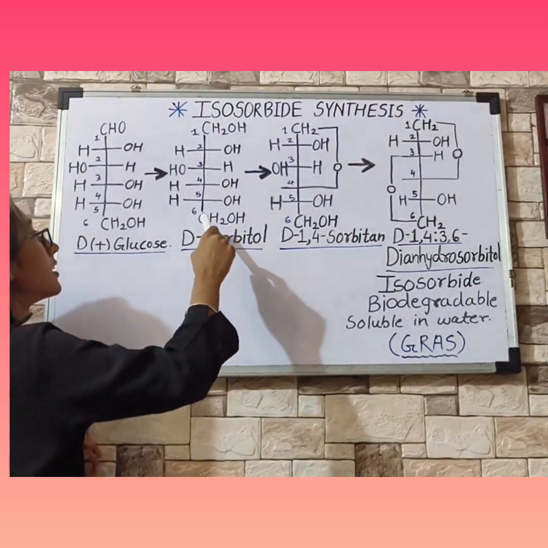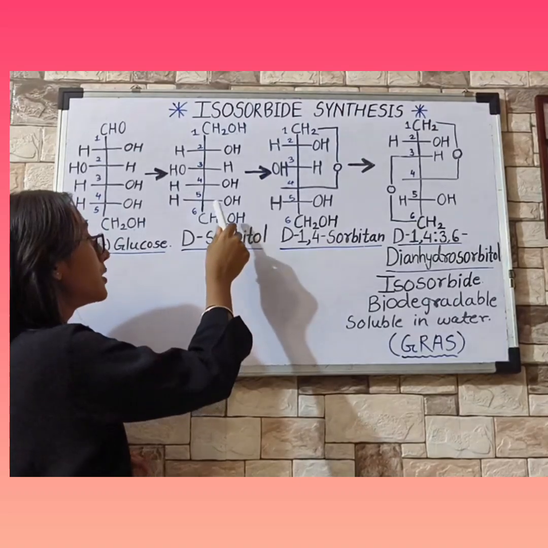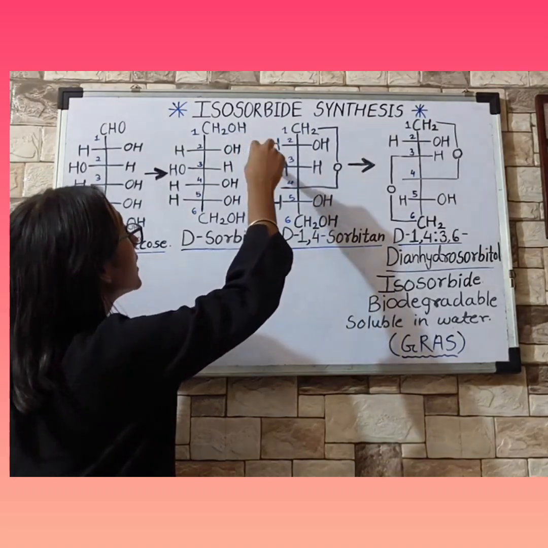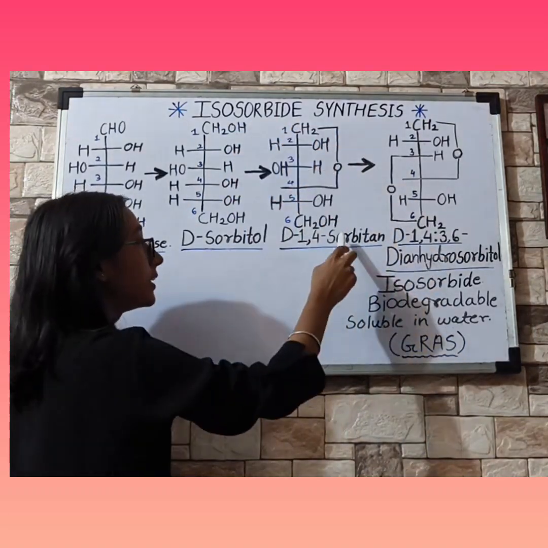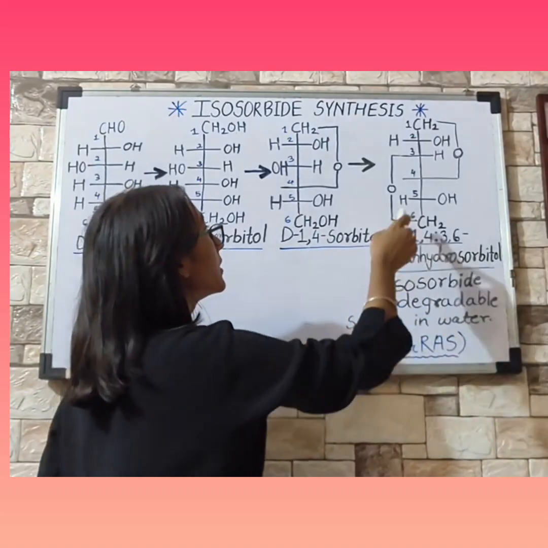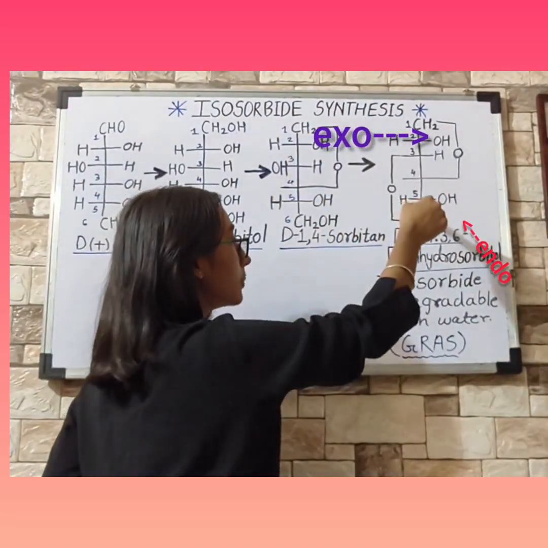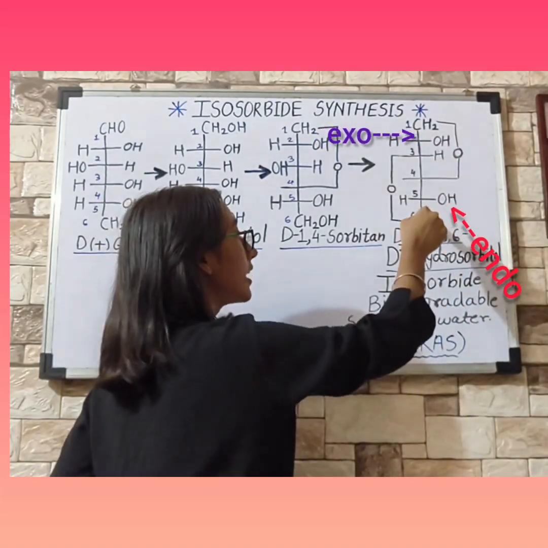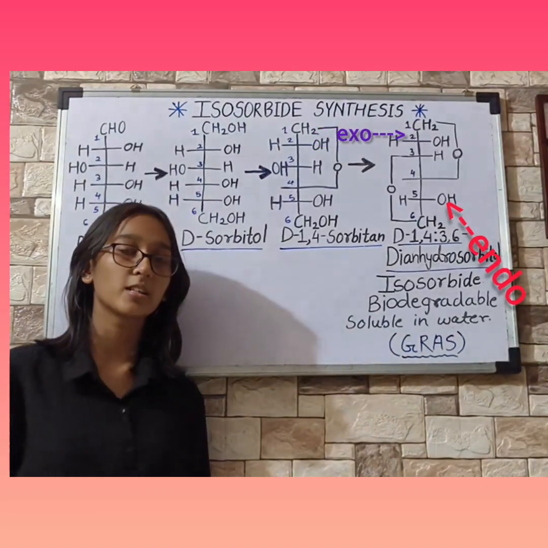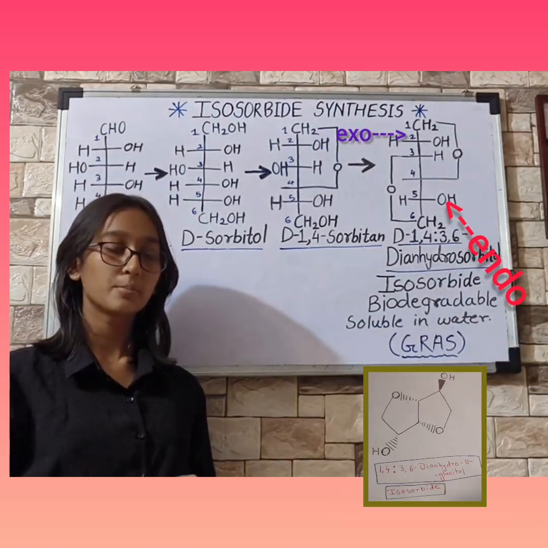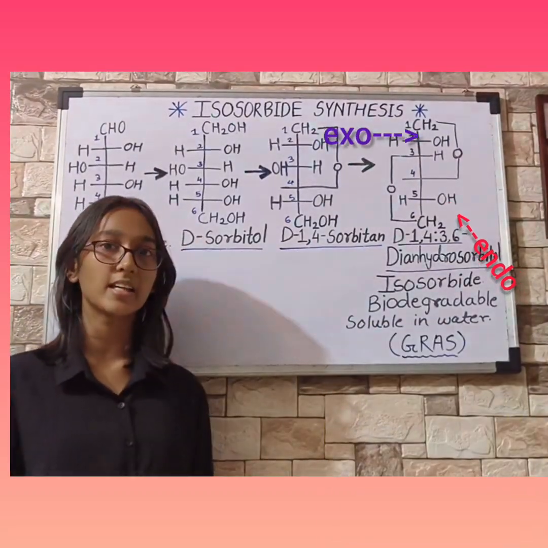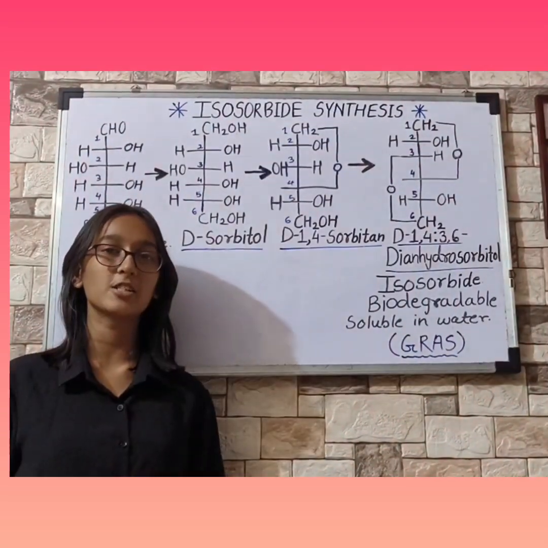Hydrogenation of glucose is done in the presence of a nickel catalyst, from which we obtain sorbitol. On dehydration of sorbitol we obtain 1,4-sorbitan, and on further dehydration we obtain 3,6-sorbitan. The ultimate product we get is 1,4,3,6-dianhydrosorbitol, which is also known as isosorbide. Isosorbide is biodegradable, soluble in water and is classified as GRAS, that is, generally recognized as safe. There are ample applications of isosorbide which Ankur would be dealing with.